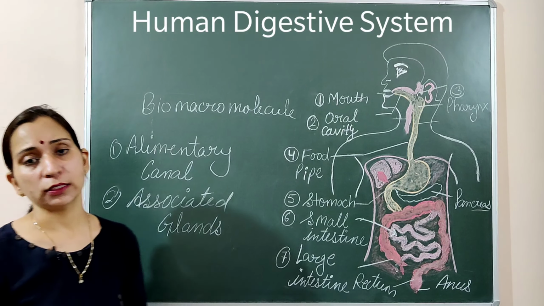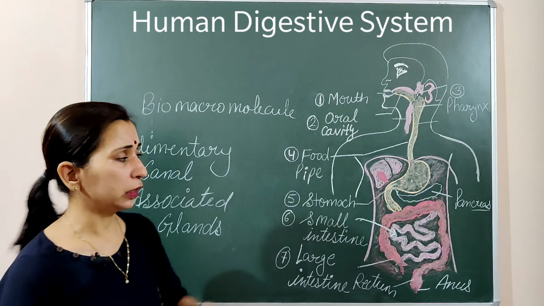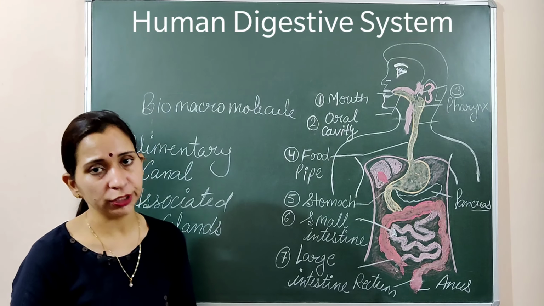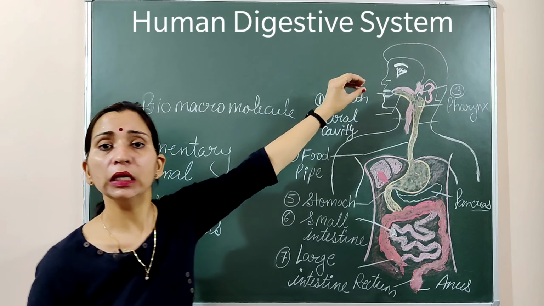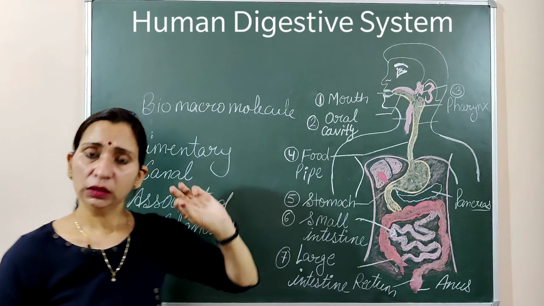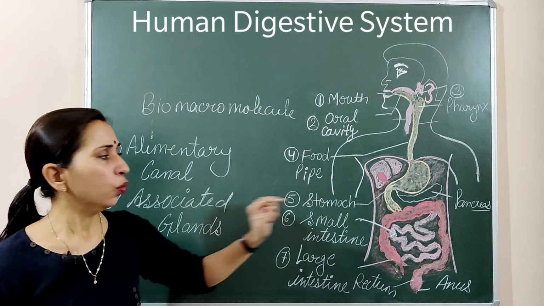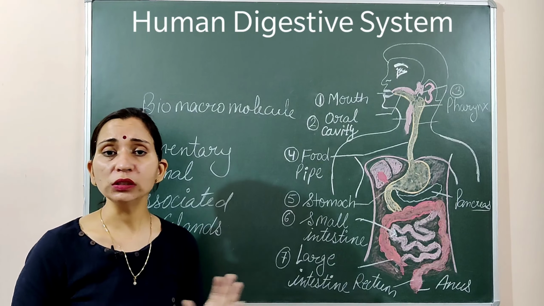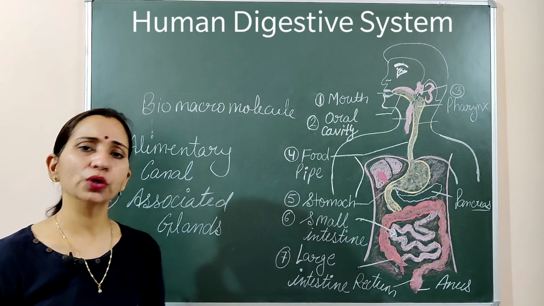Second is associated glands. Associated glands are the glands which help in digestion. They are not directly involved, but they help in digestion. Without their help, the digestion process cannot be completed. In these we will include the salivary glands which are present in our buccal cavity. तो यहाँ पे salivary gland है, these are included in the associated glands. Similarly, we can include the liver, the pancreas, gastric glands, intestinal glands, etc. All these are known as associated glands which help in the digestion of food in human beings.